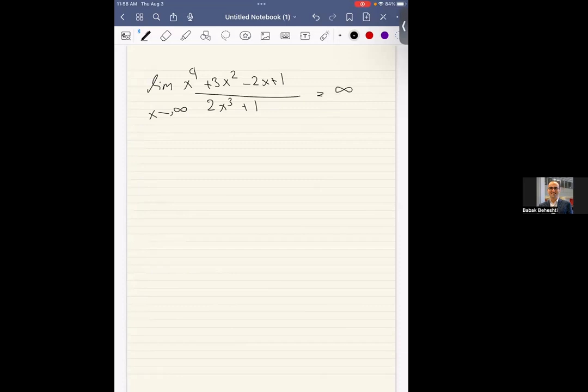For positive infinity, we usually use this infinity symbol. So when I write infinity, I basically mean positive infinity. If I mean minus infinity, I write a minus sign. Now, what is the limit when x goes to negative infinity?